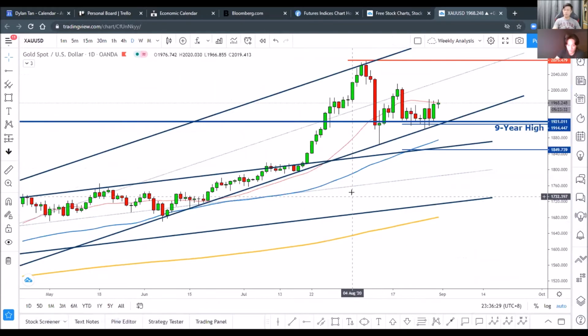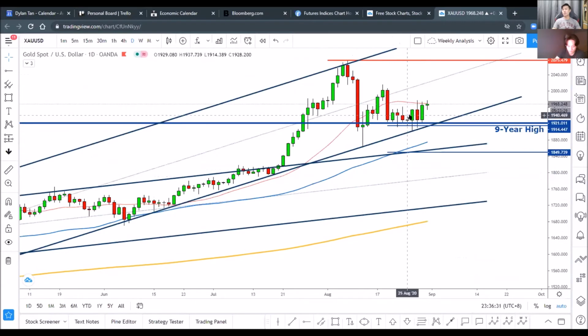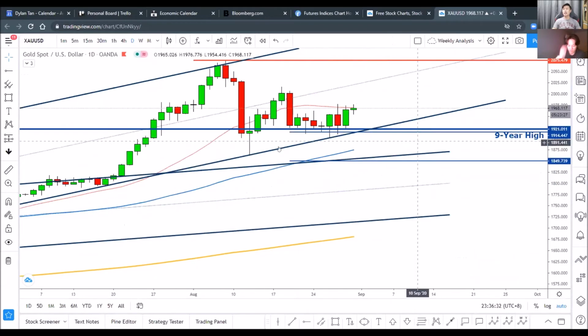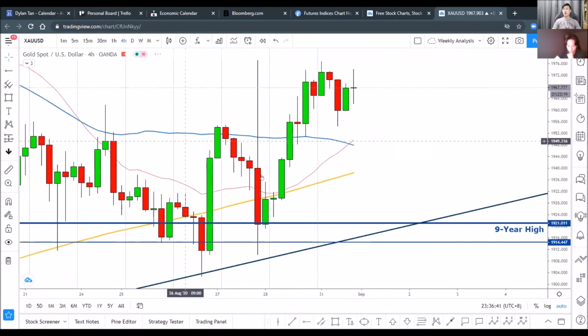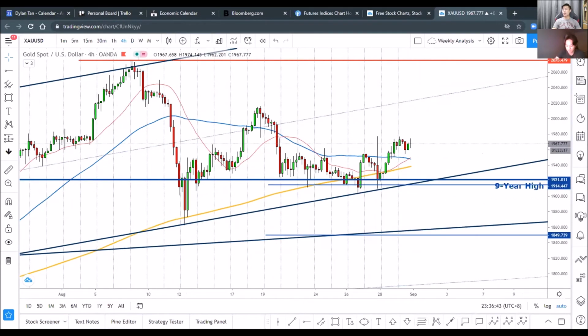And what happened last week is that the gold continues to range, but we observed that it is consistently supported at 1,921. And if we go all the way to 4-hourly charts, we can see that this is the first pullback, a very strong pullback.